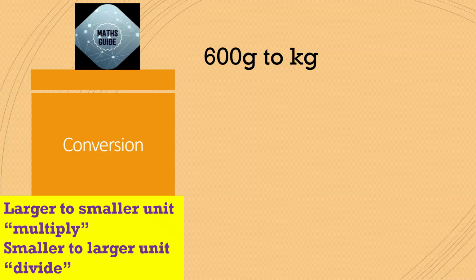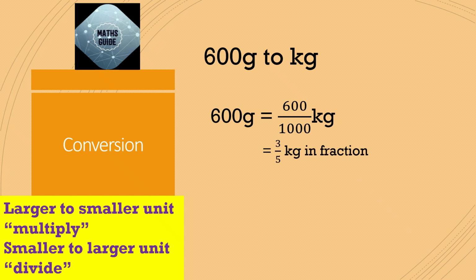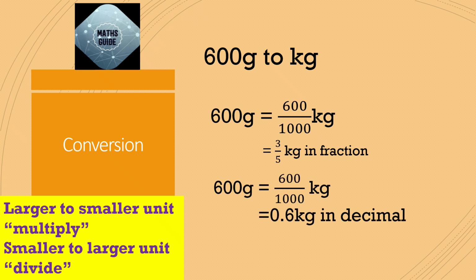Now we have to convert 600 grams to kilograms. As gram is a smaller unit and kilogram is a bigger unit, to convert from grams to kilograms we will divide by 1000 instead of multiplying. Let's see. 600 grams is equal to 600 by 1000 kilograms. The simplest form of this fraction is 3 by 5 kilogram, and in decimal we can write it as 0.6 kilograms.